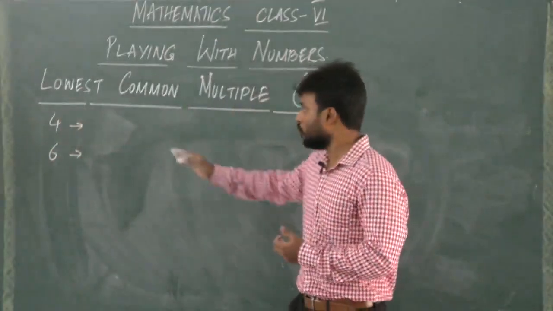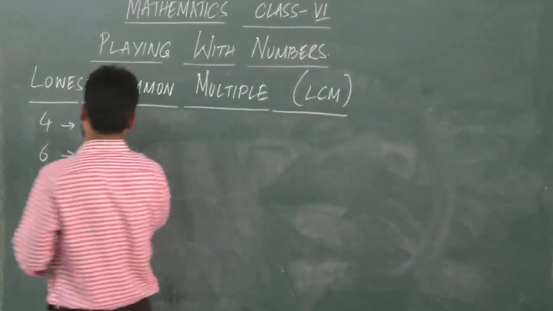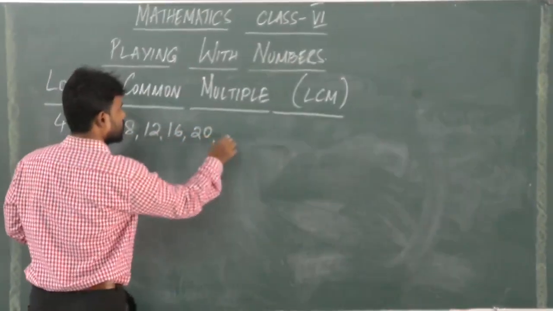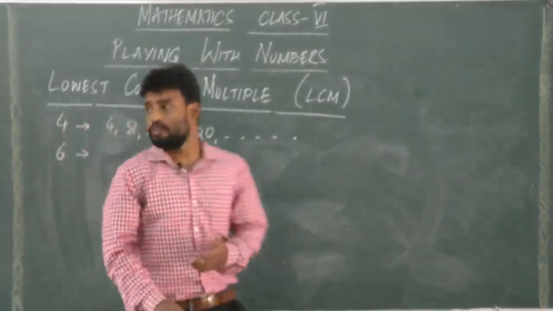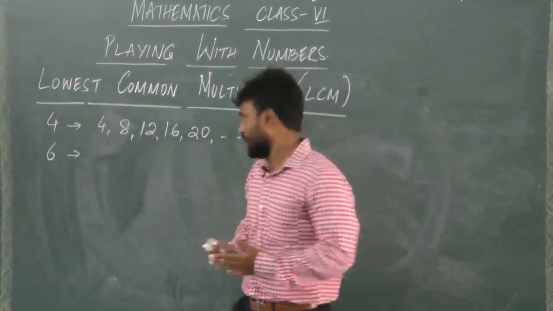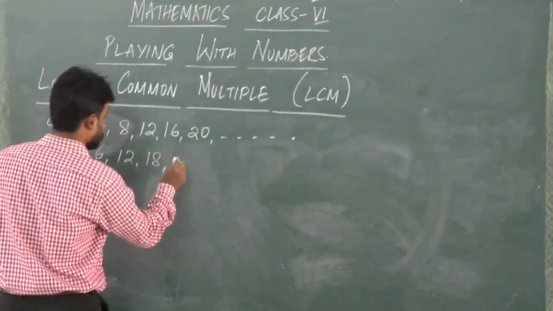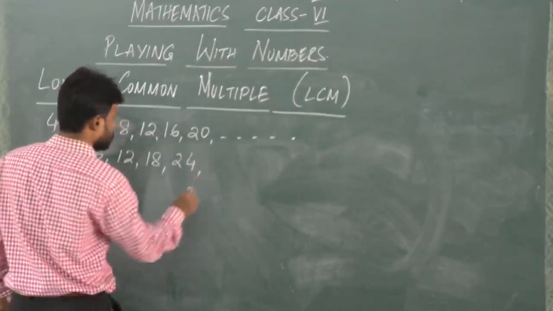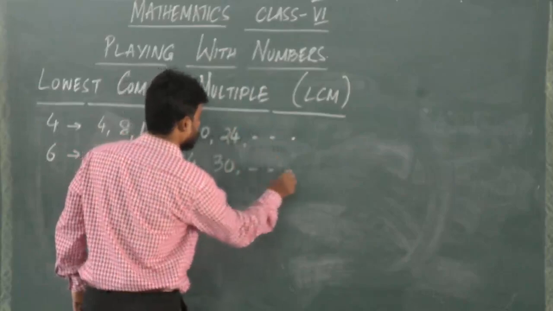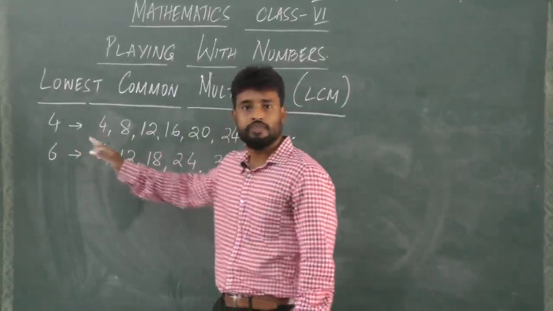So here we have 4. We'll write down the multiples of 4, and then we'll write down the multiples of 6. The multiples of 4 are 4, 8, 12, 16, 20, and it carries on. And the multiples of 6 are listed as well. So what we have done is we have first written down the multiples of 4 and 6.